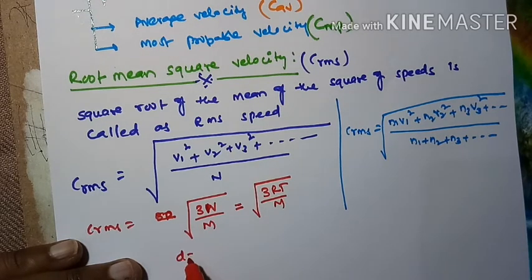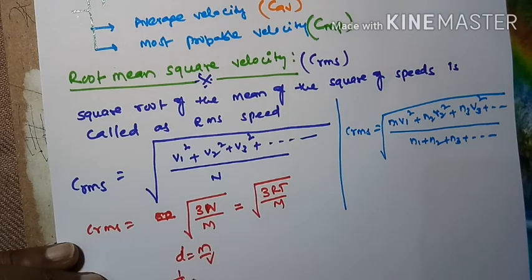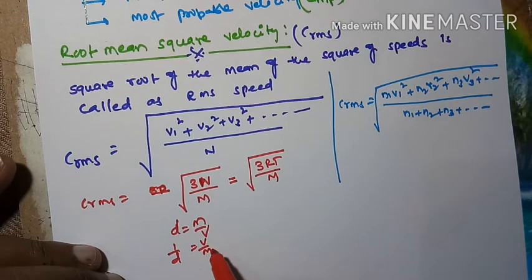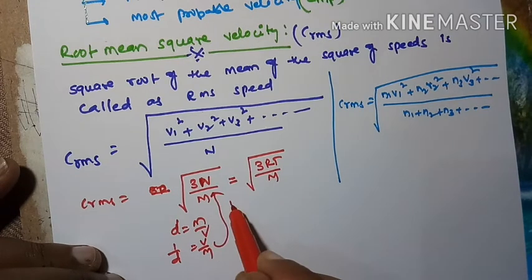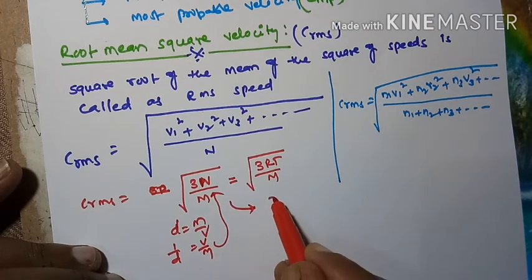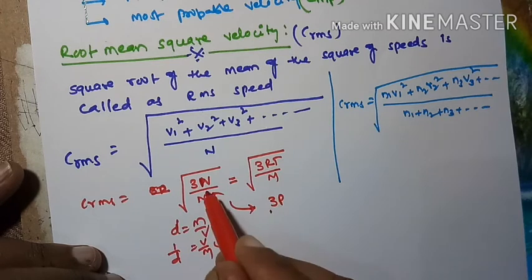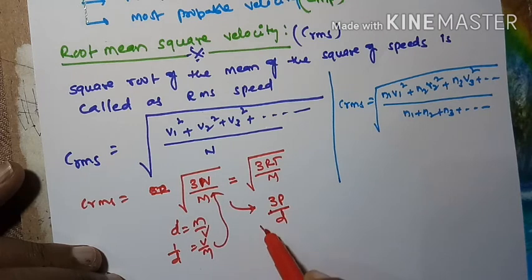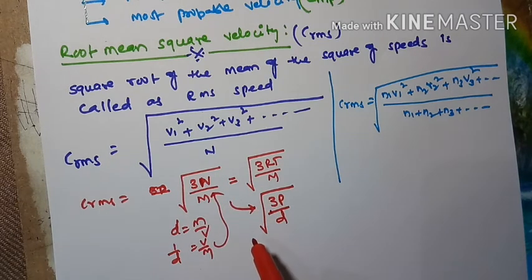And we know that density D is equal to M by V. So 1 by D is equal to V by M. Substituting this here, we get C RMS is equal to under root of 3P by D, since V by M is 1 by D. So these are the three different expressions we use to calculate RMS velocity.